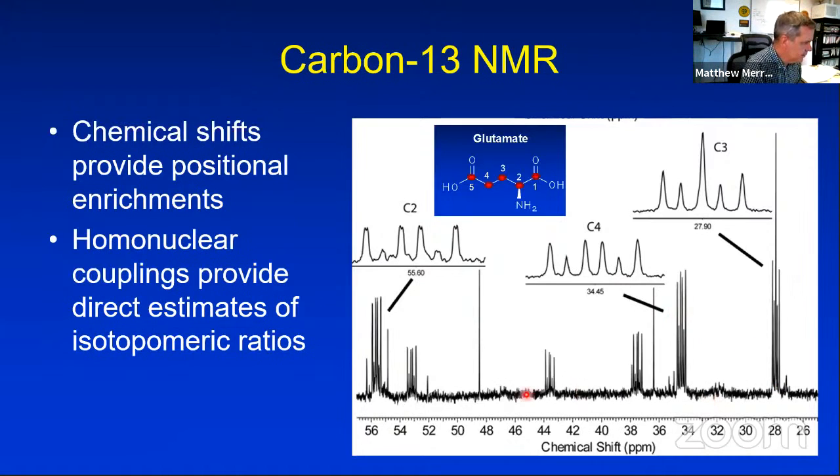So because of these chemical shifts, we can look at the C2 versus the C3 versus the C4 position of glutamate. And then you can see all of this fine structure at these resonances has to do with the abundance of the different carbon-13 isotopomers, where the carbon-13s are next to each other, causing this extra coupling that you can read out. So these homonuclear couplings provide direct estimates of your isotopomeric ratios. So we can leverage that to make models of metabolic turnover that we can use to interpret our data.